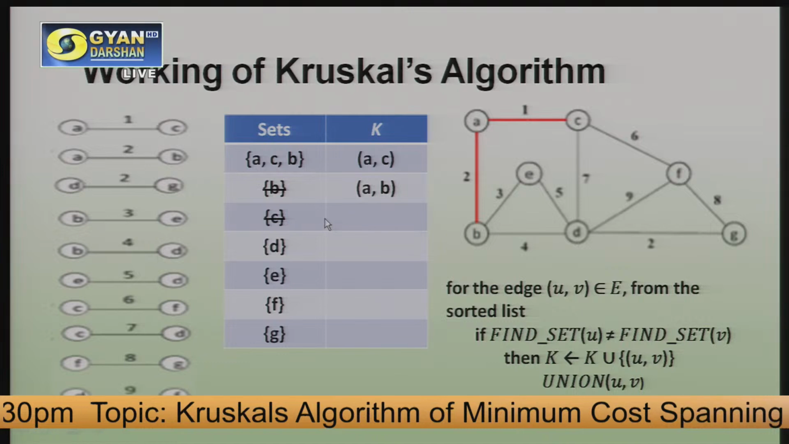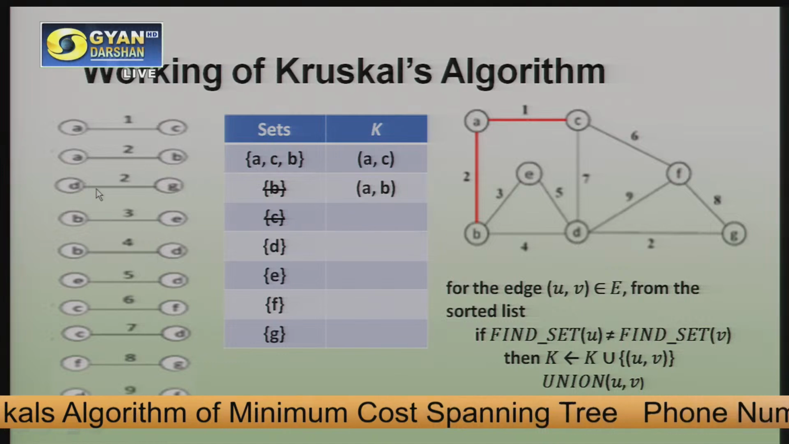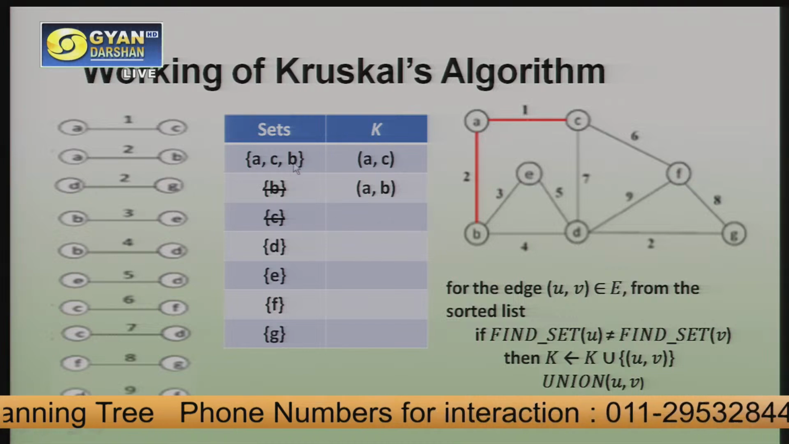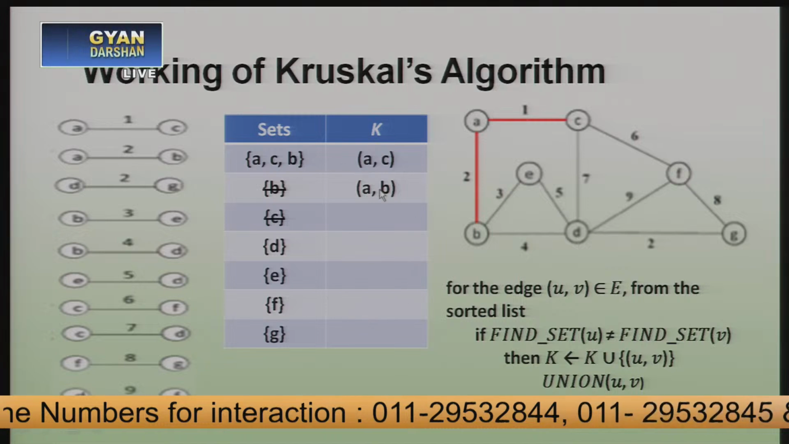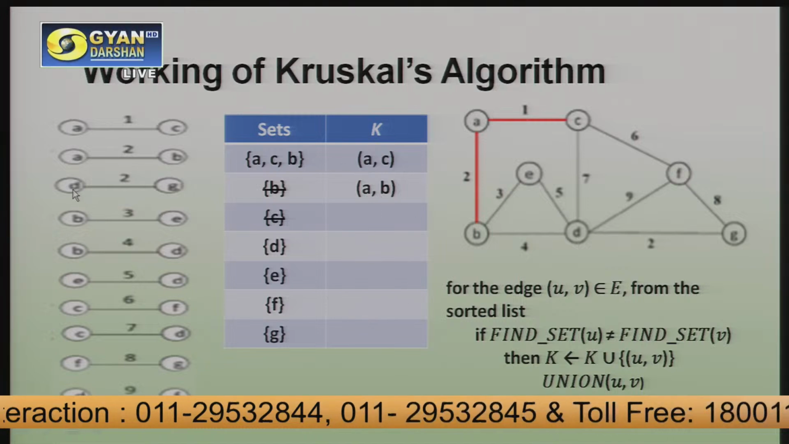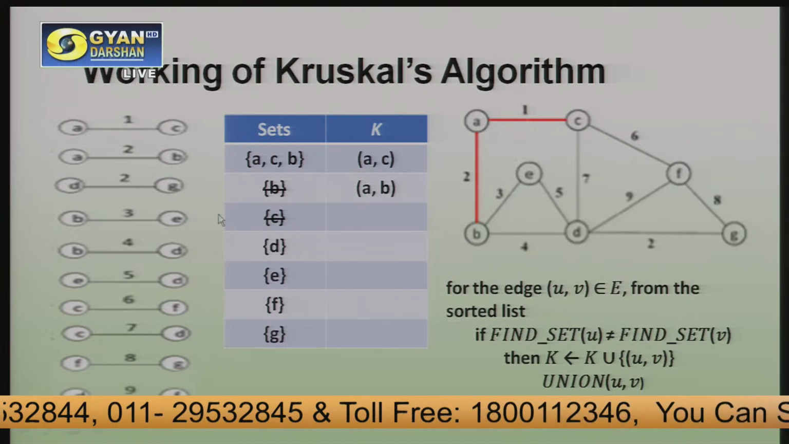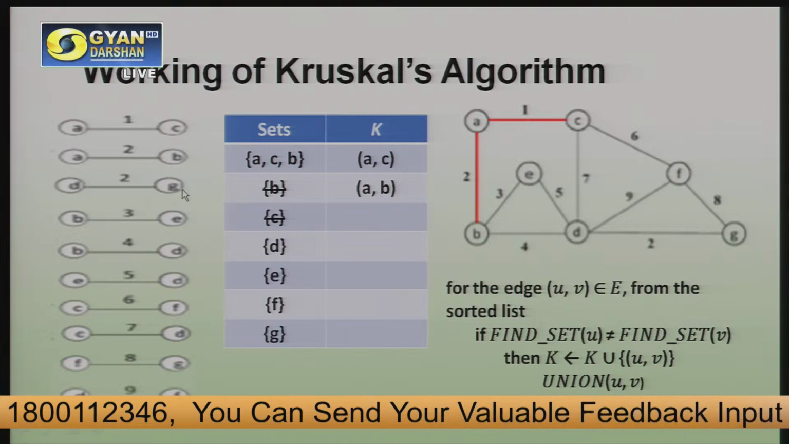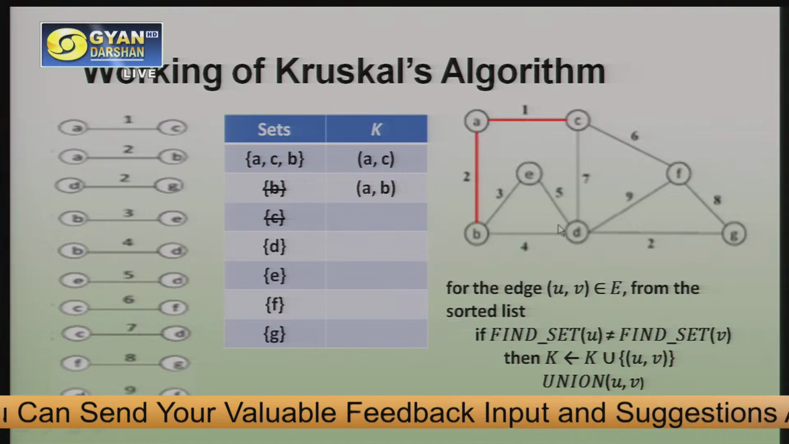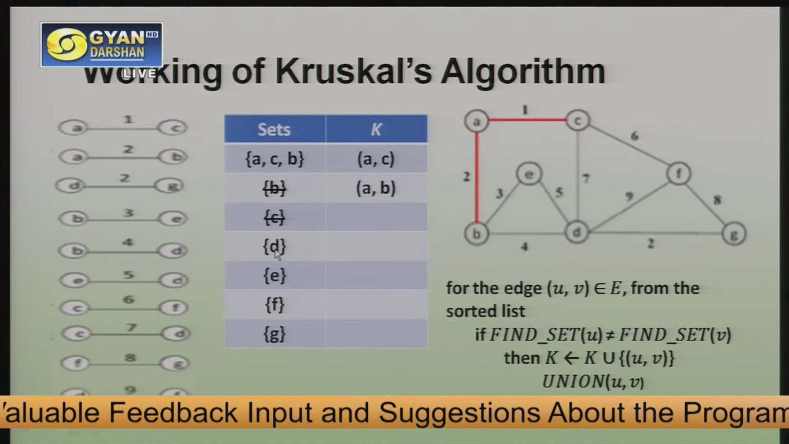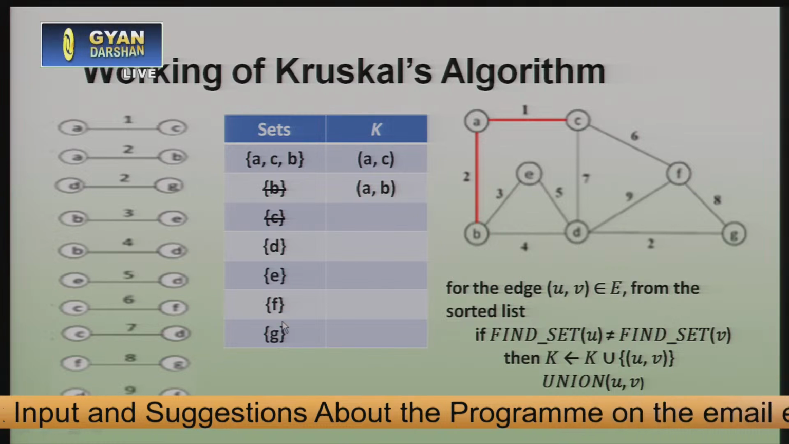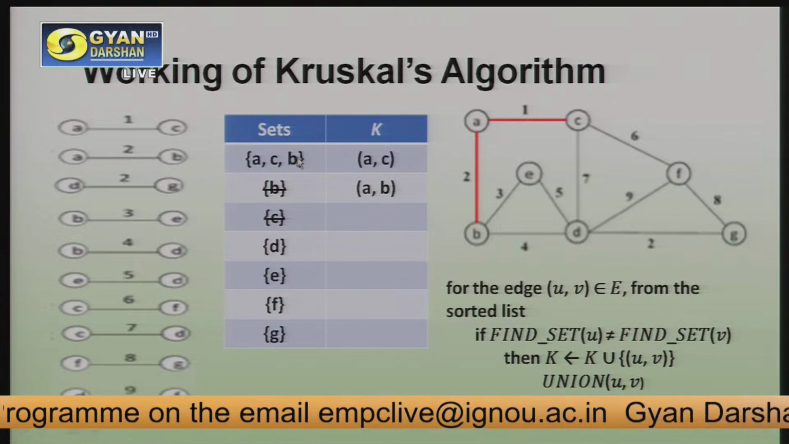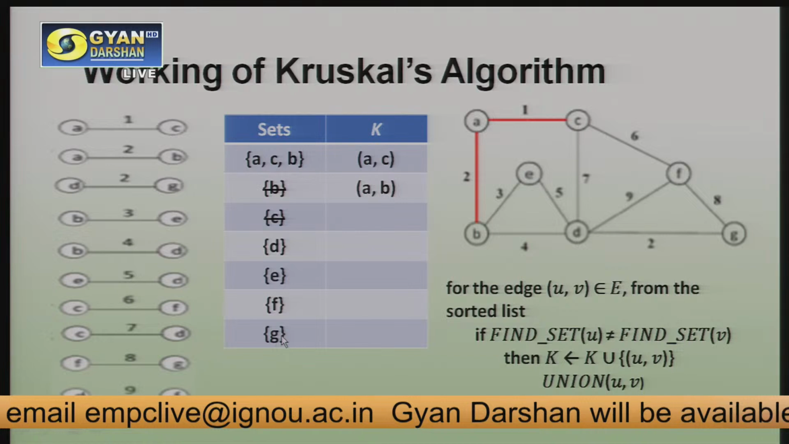All right. Now what do we do? Once again, we continue this particular operation. Why? We have not yet reached a stage where we are able to find the minimum cost spanning tree. So which is the next edge in the series for the edge UV from the sorted list? It is D to G. All right. Let's check D as well as G. Both are separate sets, right? They are not common with ACB at all. D is separate, G is separate.